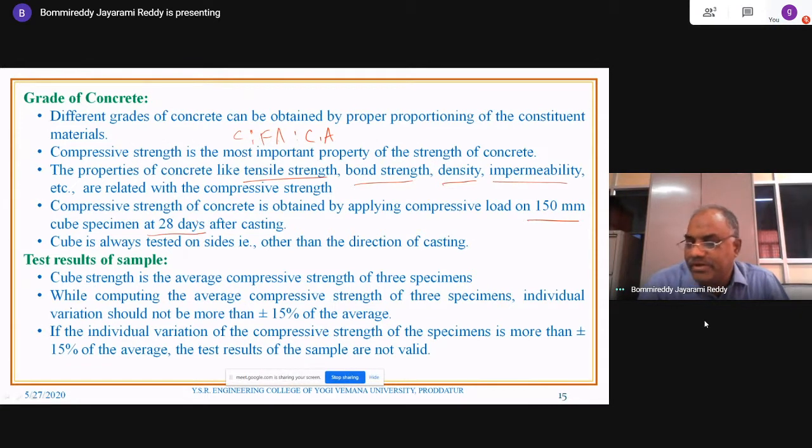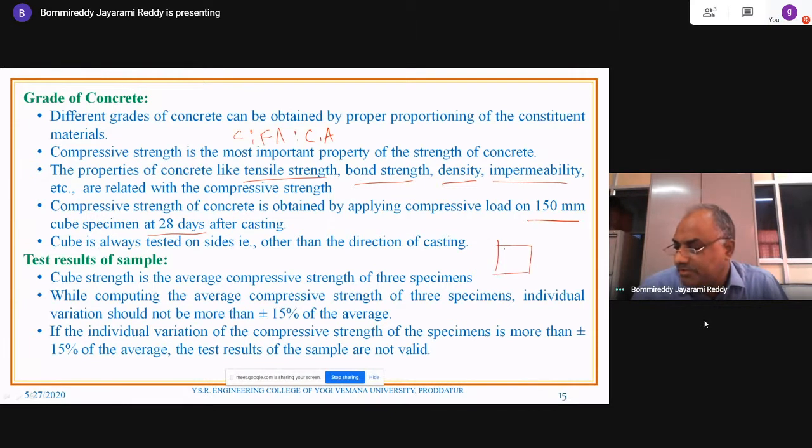at 28 days after curing. Once the 150 mm cubes are cast, they are kept for curing for 28 days, and the cubes are tested only immediately after 28 days.